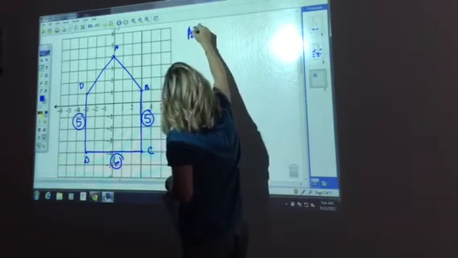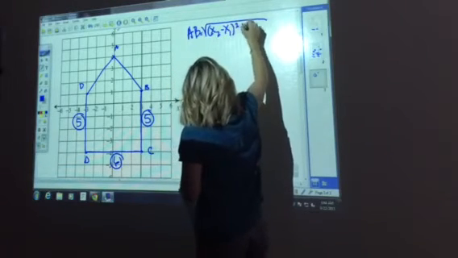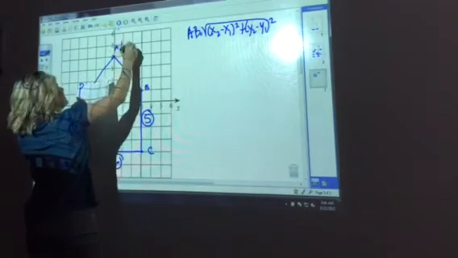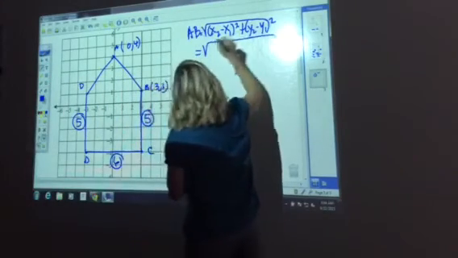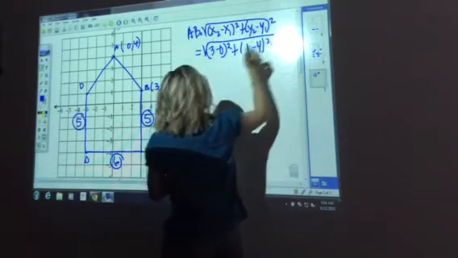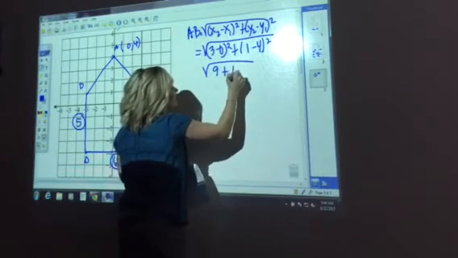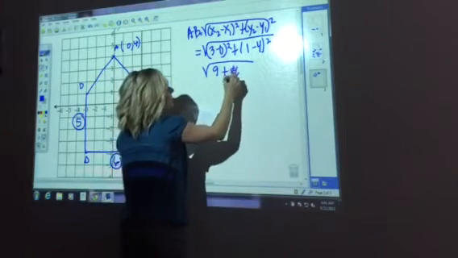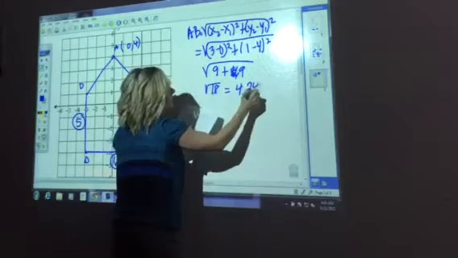To do that, I need to use the distance formula. Remember, the square root of x2 minus x1 squared plus y2 minus y1 squared. So A again was 0, 4, and B was 3, 1. So we have the square root of 3 minus 0 squared plus 1 minus 4 squared. 3 minus 0 is 3, squared is 9, plus -3 squared is 9. The square root of 18, which is approximately 4.24.